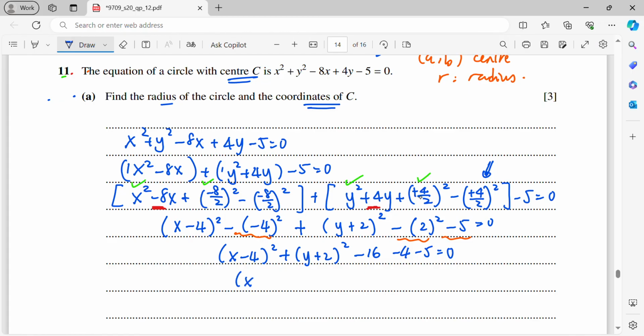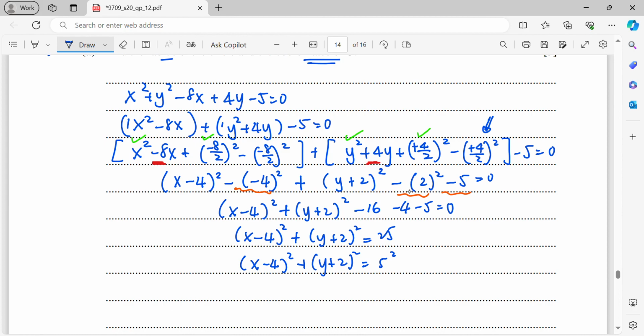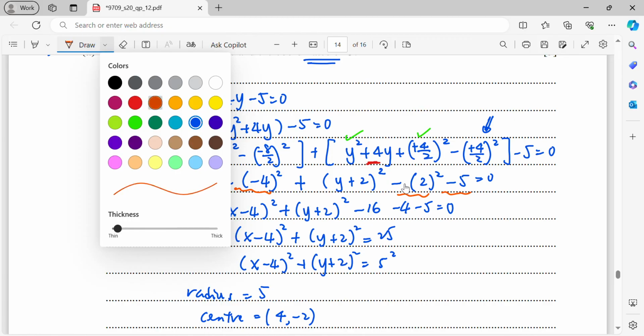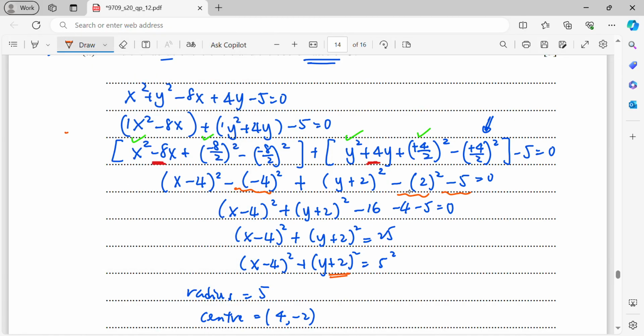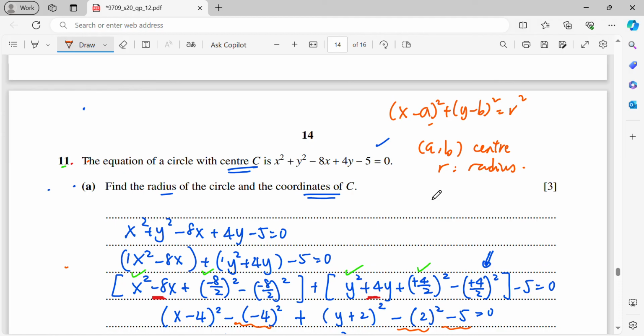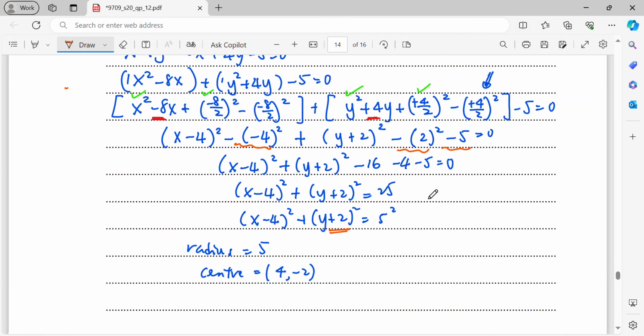Therefore, I will get (x minus 4) squared plus (y minus 2) squared equals 25. This 25 will be the same as 5 squared. Therefore, the radius is 5. The center has coordinates of (4, negative 2), because the general form is y minus b. So y minus b is why you are getting y plus 2. So the coordinate is basically minus 2.